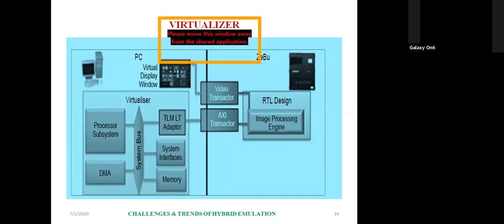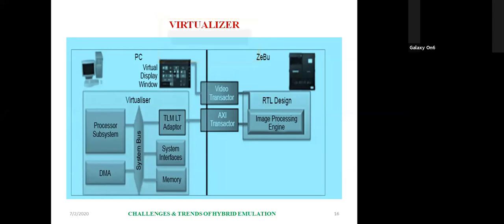So this is the way to use the virtualizer. Virtualizer is nothing but a virtual software development kit. It consists of your software angle. It consists of TLM interfaces and system interfaces normally connected to your processor subsystem. Any FPGA you can connect, and you can connect your Zebu.